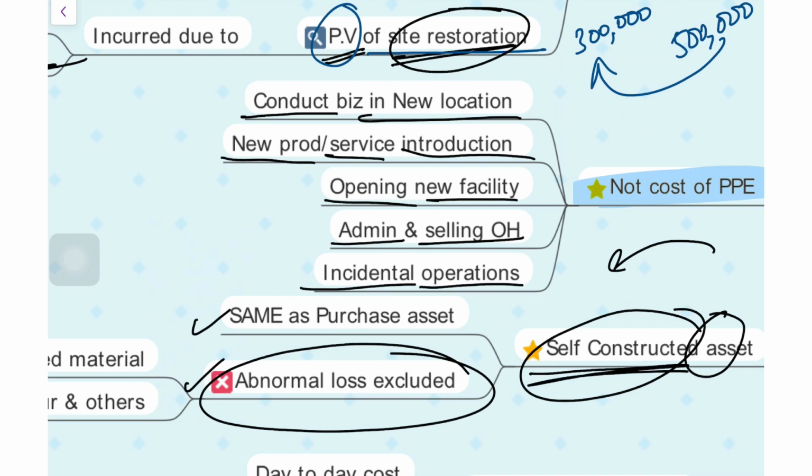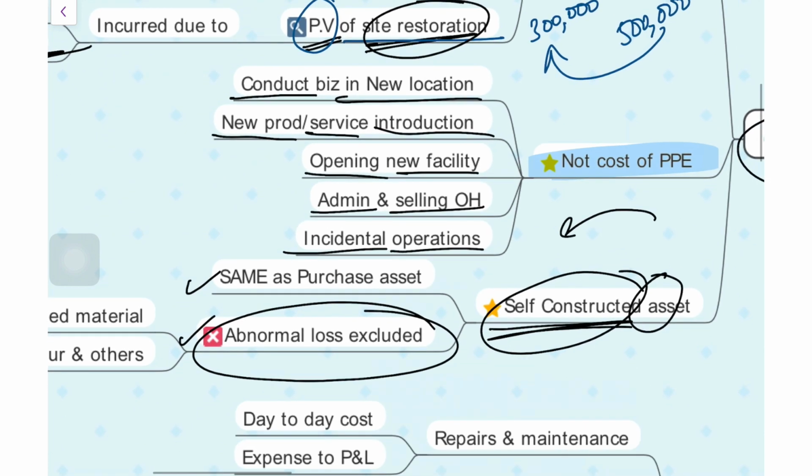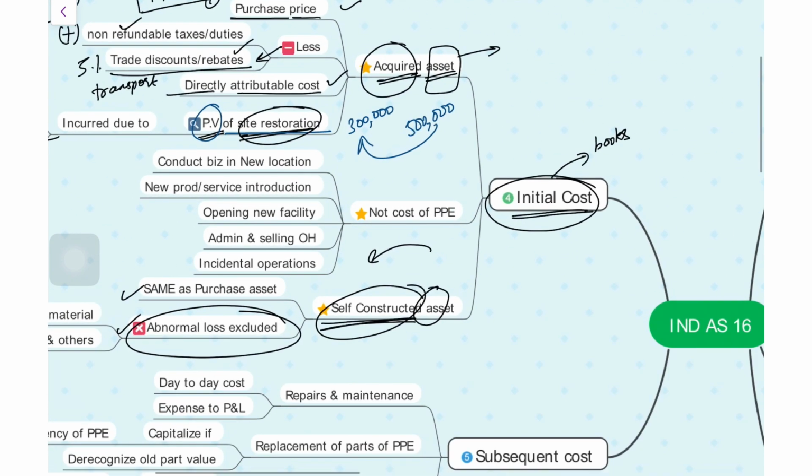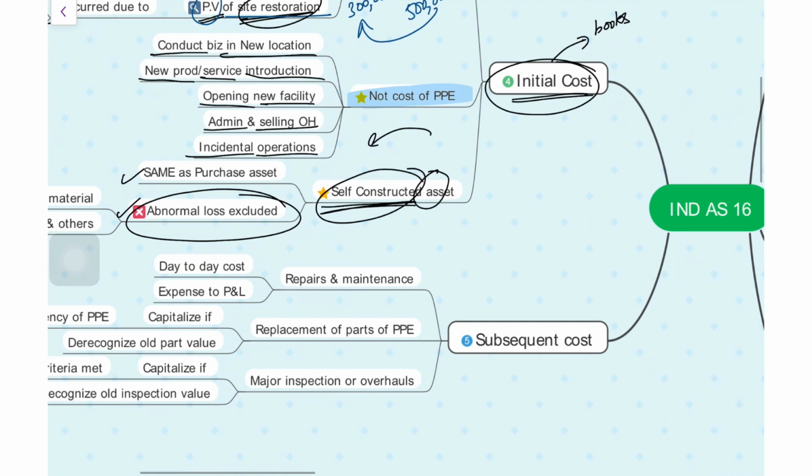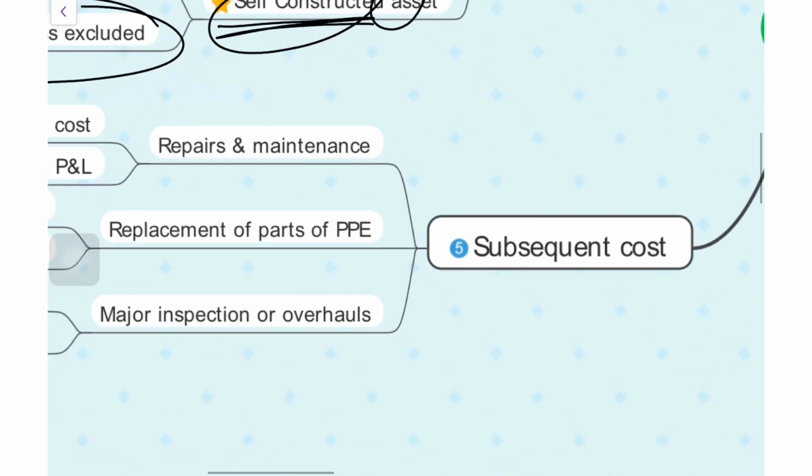So that is also not included. And finally, if there are any incidental operations that you are doing, that will also not be included in the cost of PPE. So this was all about your initial cost. Now once you have understood about initial cost, let's understand about subsequent cost.